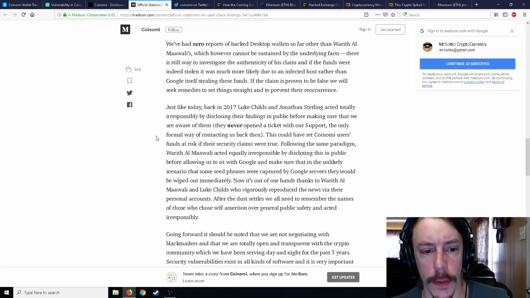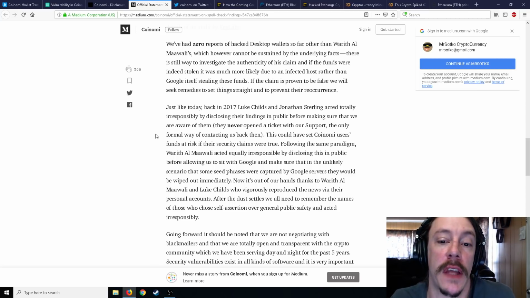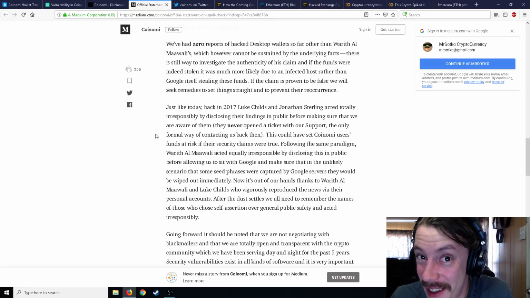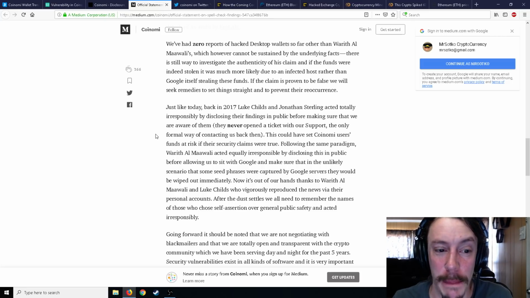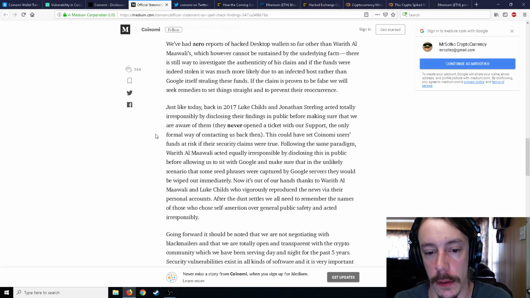So this could have set Coinomi users' funds at risk. No, what could have set Coinomi users' funds at risk was the fact that you didn't use just a simple SSL encryption. Following the same paradigm, Wereth acted equally irresponsible by disclosing this in public before allowing us to sit with Google and make sure that it was highly unlikely scenario that seed phrases were captured by Google servers. They would be wiped out immediately. Now it's out of our hands thanks to Wereth. No, it isn't. Just use SSL. It's not out of your hands.